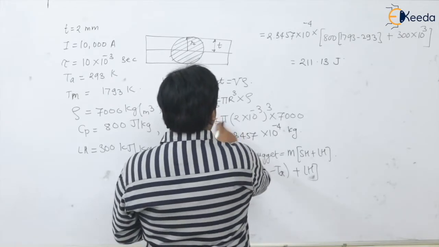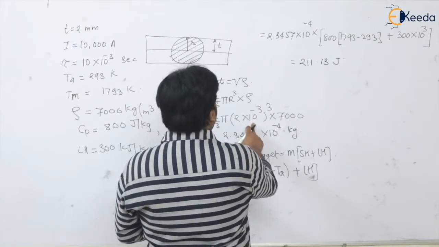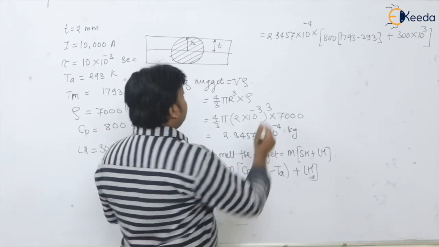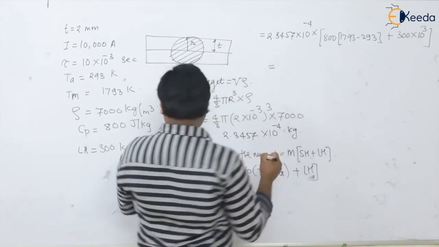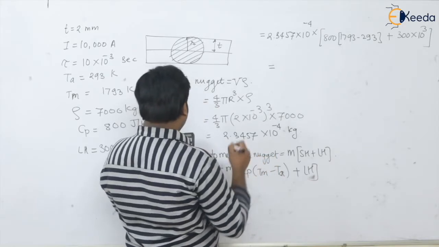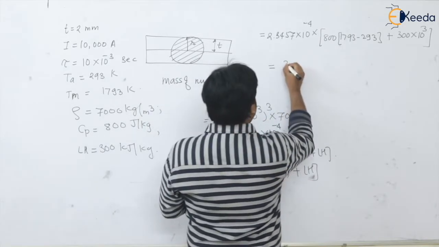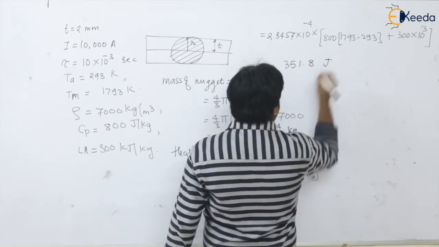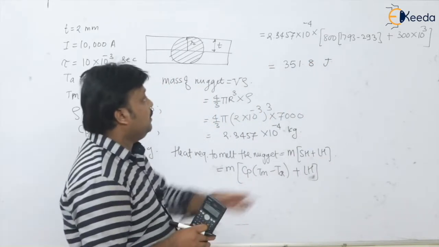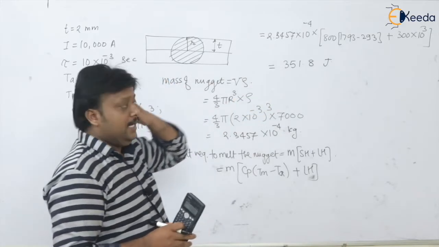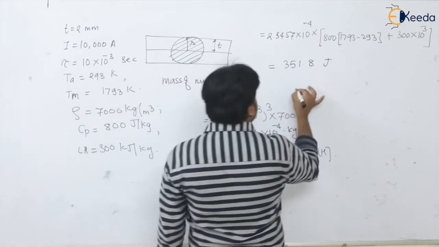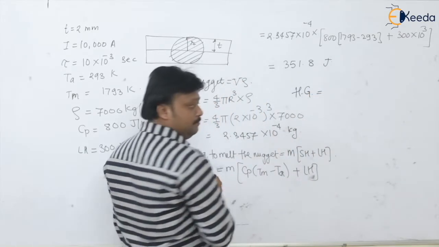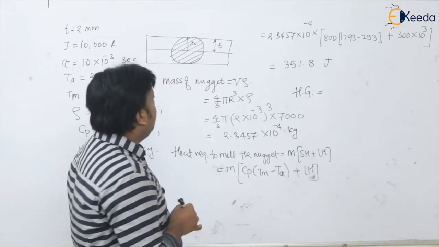4 by 3 pi r cube. It is correct. If we calculate this, the heat required to melt the joint is coming as 351.8 joules. So this is the heat required to melt the nugget. And what is the heat generated in the spot welding? Here heat generated or heat supply is same in the resistance welding.